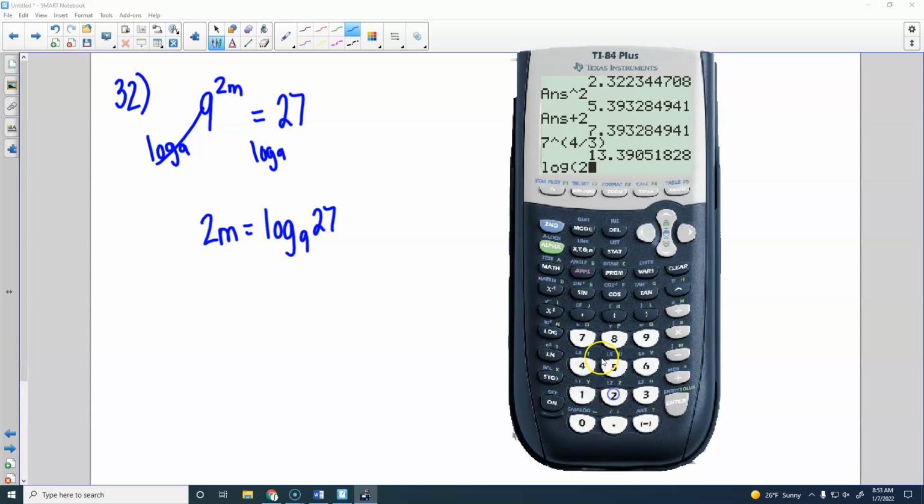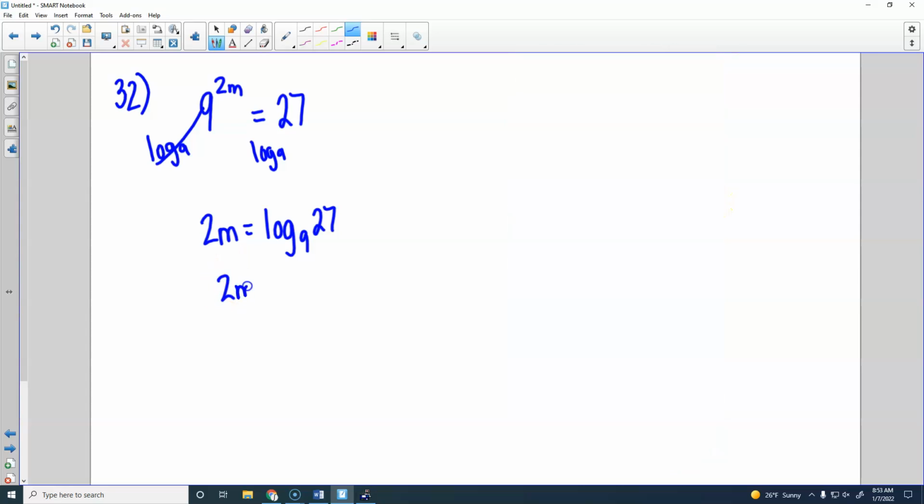I think it's easier to type in one step at a time. So log 27, make sure you close that parentheses, over log 9, not 99, is going to give us 1.5. So we got 2m equals 1.5. And then last step here, you're just going to divide by that 2. And so half of that is going to be 0.75.